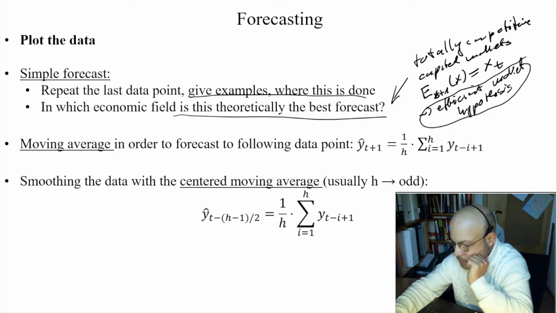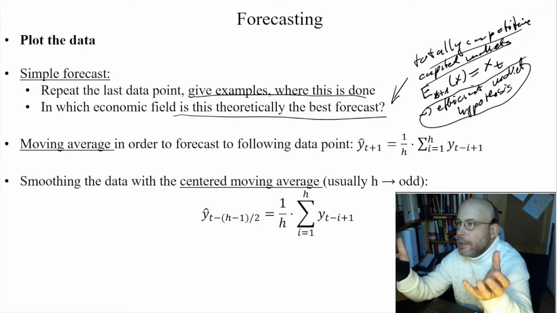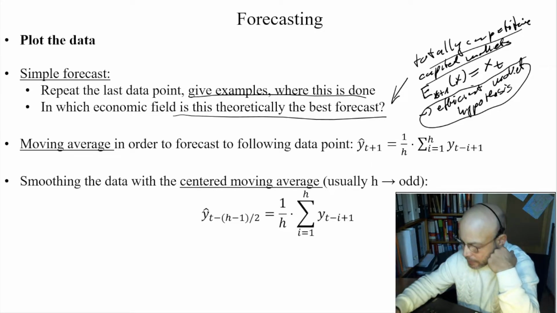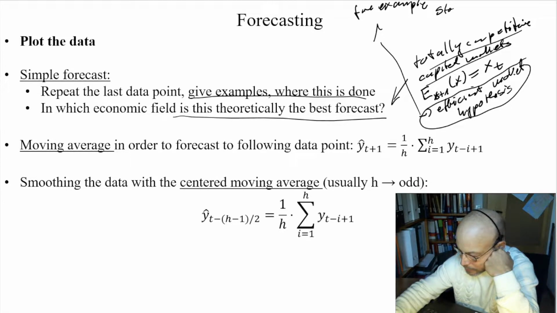So if we assume that we have totally competitive capital markets, because in this case we really assume that, for example, stock prices are just following a random walk. Then, for example, stock prices are following a random walk.